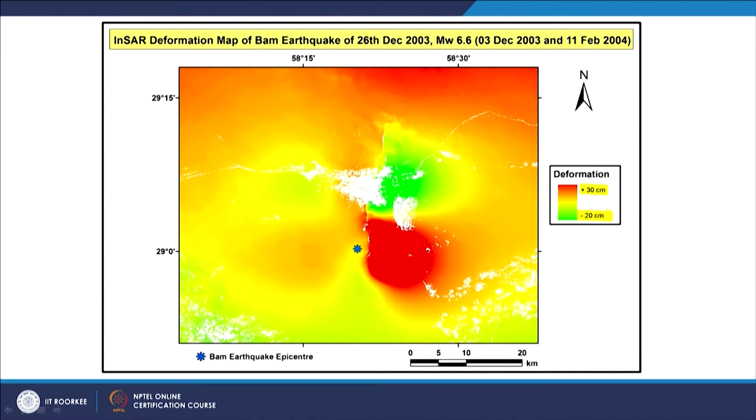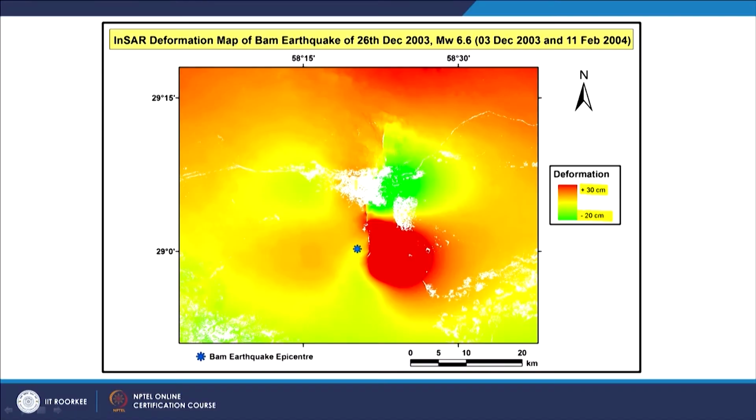And of course, in the deformation map, wherever the coherence was not there due to damage to the houses, buildings or structures, those areas show no changes. That means they appear as white, with no change, because coherency could not be achieved there.